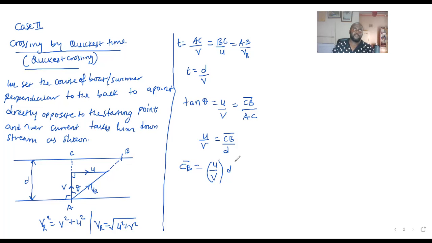Okay. So we are in this position possible to go ahead and find anything that requires quickest crossing. So for quickest time or quickest crossing, you set the course directly opposite to a point on the other side of the river, then the water current goes on blowing you downstream. The idea is you don't cross up to that point C. You head to C, but the water is pushing you, and according to what you've said, you will land at B.